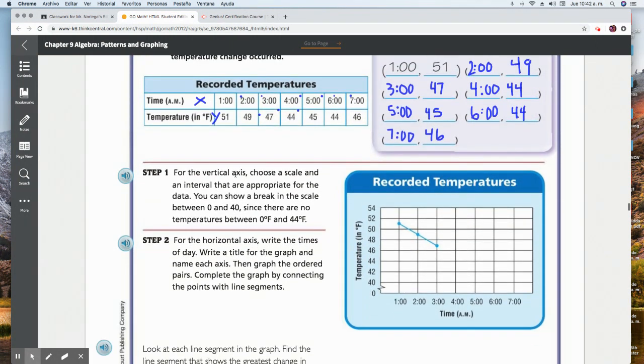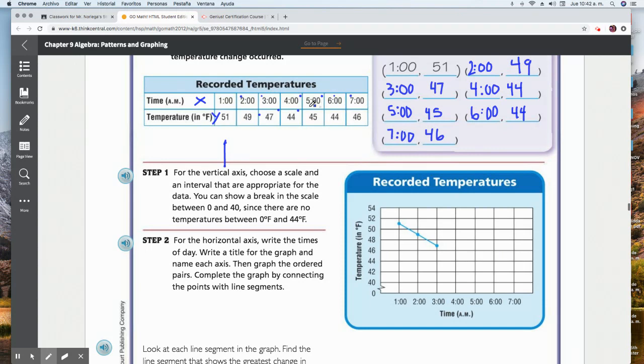For the vertical axis, the axis that goes to the top, starting at the origin, choose a scale and an interval that are appropriate for the data. You can show a break in the scale between 0 and 40, since there are no temperatures between 0 degrees Fahrenheit and 44. So that means we need to look at these numbers right here.